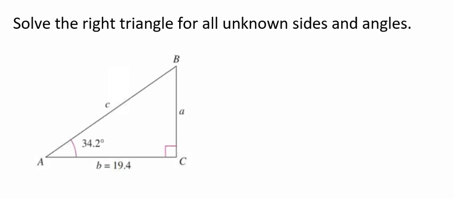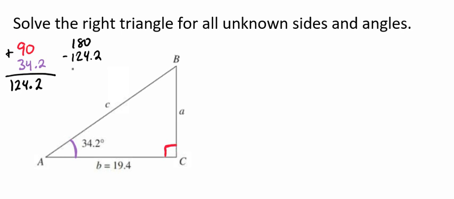Because triangles sum to 180 degrees, we are able to take our 90 degrees and our angle A of 34.2 and add them together. That's going to give us 124.2, and then we can take that and subtract it from our 180 degrees, giving us 55.8. So we are able to say that the measure of angle B is equal to 55.8 degrees. And we have our first answer.